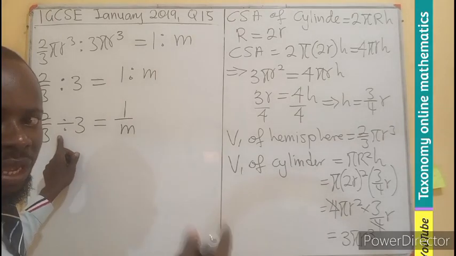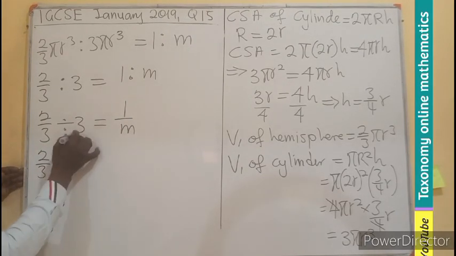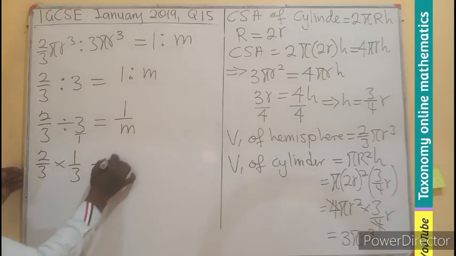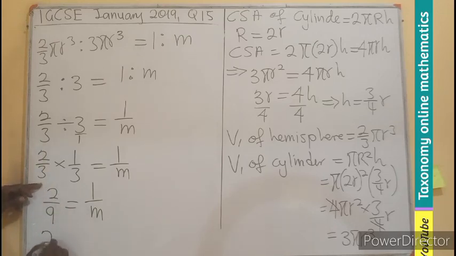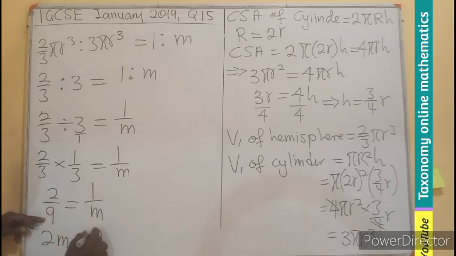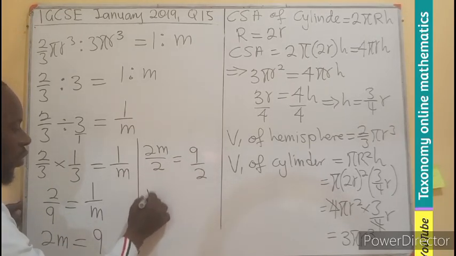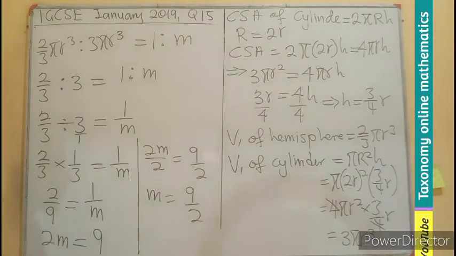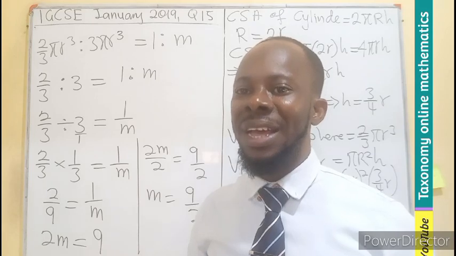Then for division of fractions, we change the division to multiplication and flip the second fraction. Meaning 2 on 3 times 1 over 3 equals 1 over m. I believe you can multiply: 2 times 1 is 2, 3 times 3 is 9, equals 1 over m. We are looking for m, so let's cross multiply. That will give us 2m equals 1 times 9. We divide by the coefficient 2, meaning 2m over 2 equals 9 over 2, making m equal to 9 divided by 2. So the value of m in this expression is just 9 divided by 2.